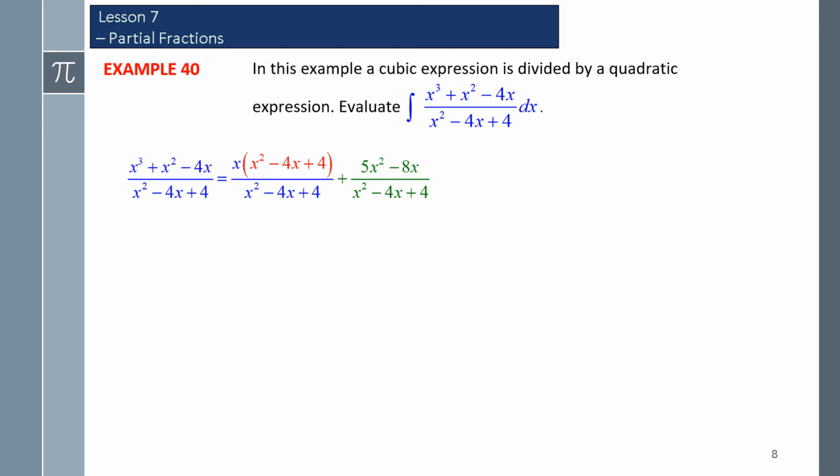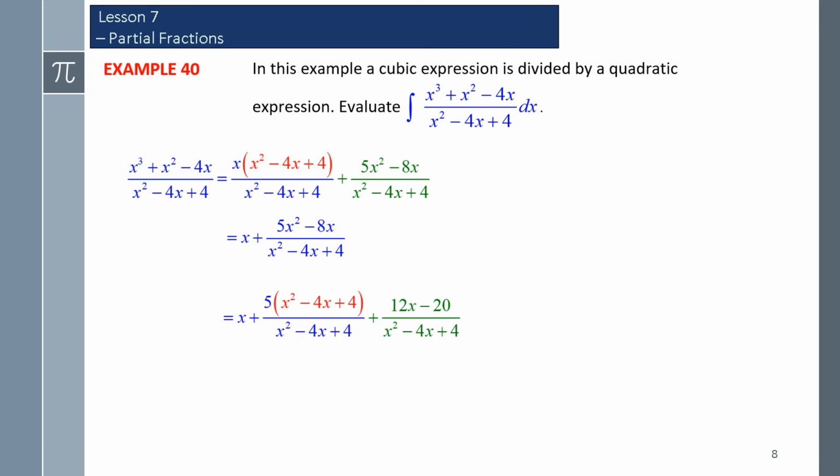X times negative 4x is negative 4x squared. But I only had one x squared, which is why I made a 5x squared happen in my green fraction. X times 4 is 4x, but I really only had a negative 4x, so I better take off 8x. These can cancel out, so this cancels with this, leaving us with x plus now a quadratic over a quadratic.